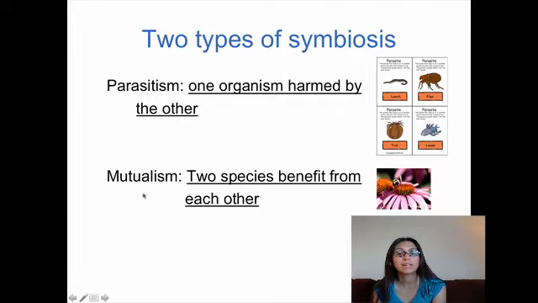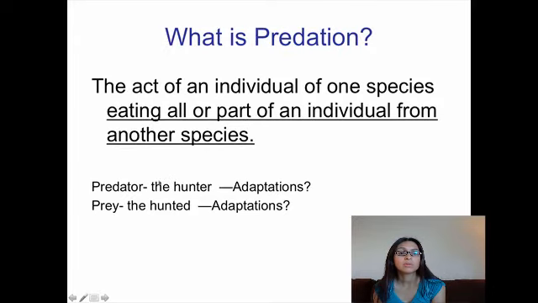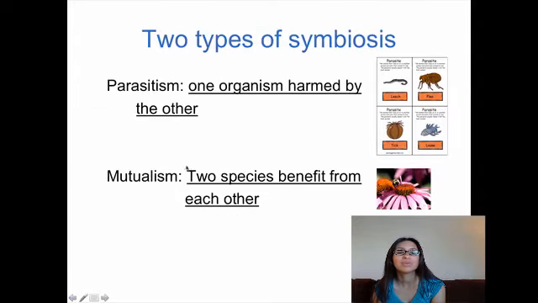All right, the second type of symbiosis is mutualism. With mutualism, both organisms are going to benefit from their close long-term relationship. So classic example is bees and flowers. Bees land on flowers in order to gather nectar to make honey. So bees are benefiting from this close relationship because they are getting food.